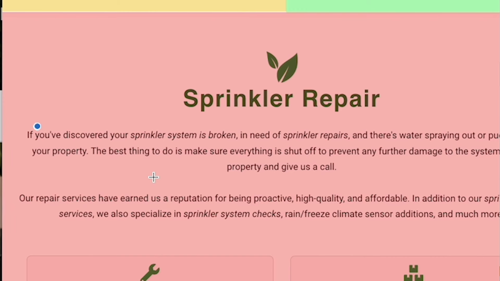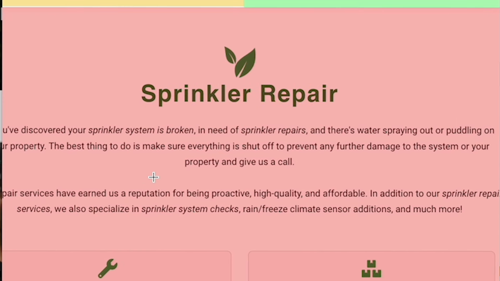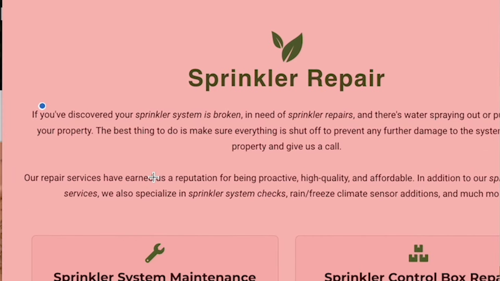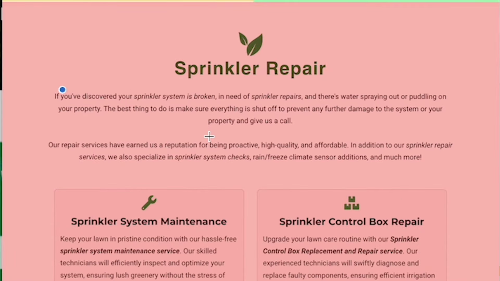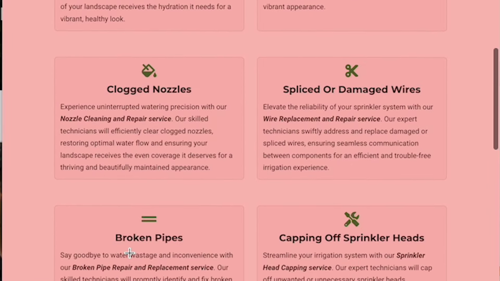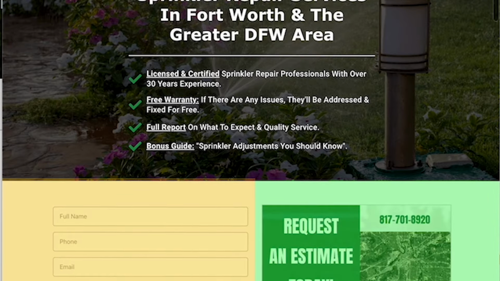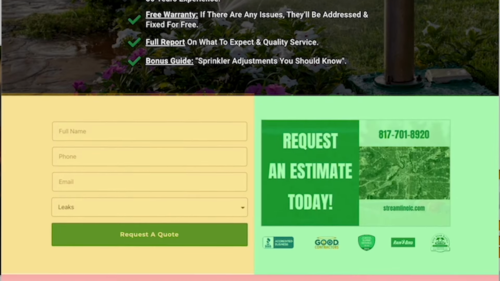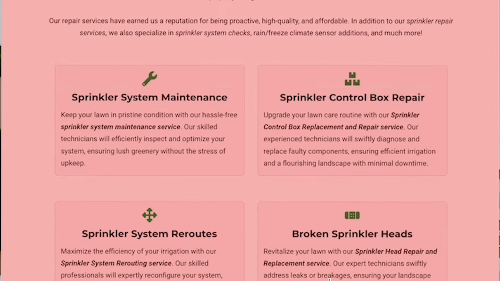So the first thing that they see is, if you discovered your sprinkler system is broken, in need of sprinkler repair, and there's water spraying out or puddling on your property. So that's immediately addressing that pain point. Underneath that, they're providing solutions to that pain point. So we have sprinkler system maintenance, repair, reroutes. So they're immediately seeing that their pain point is being addressed and they're seeing solutions to solve that pain point. So we've had a brief overview, letting them know that they're in the right spot with some bullet points, some call to action, early authority, a pain point, and a solution to that pain point.